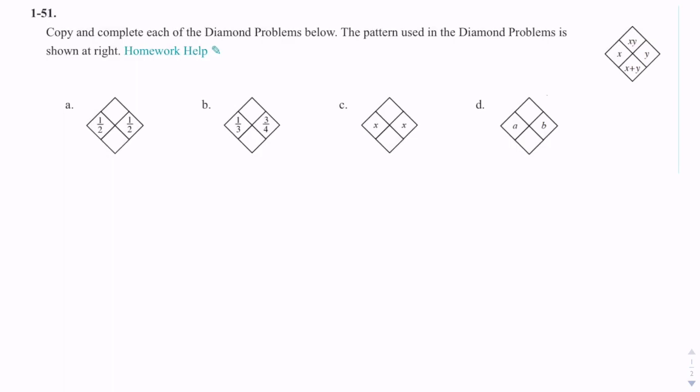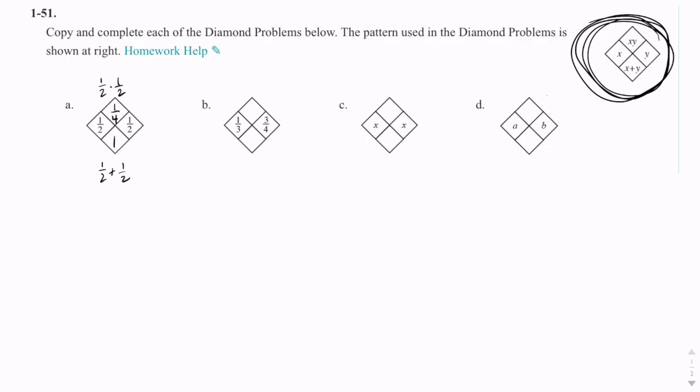Okay, diamond problems. Again, they are giving you this, but start to remember it because that's not going to be present for much longer. Okay, so let's start with A. The bottom is added, so I take 1/2 plus 1/2. Well, that's 1. And the top is 1/2 times 1/2, which is 1/4, right?